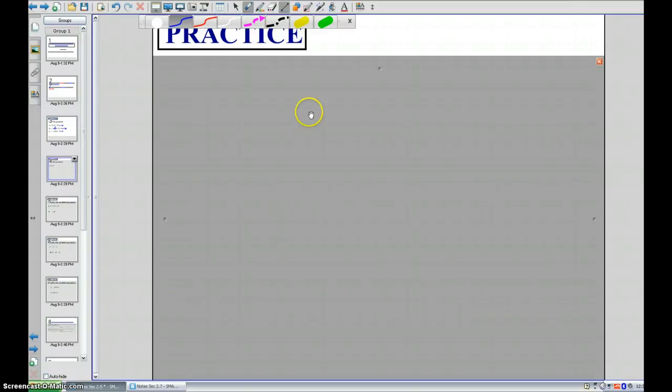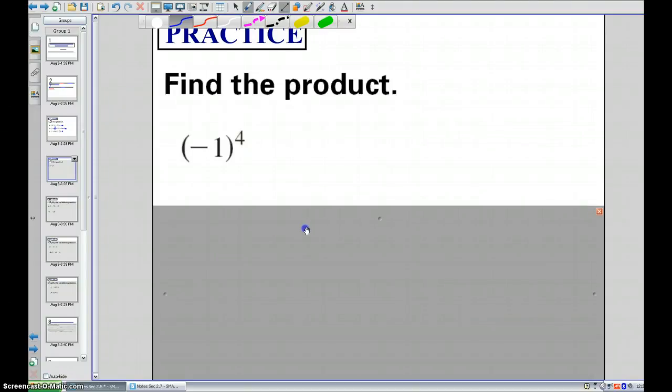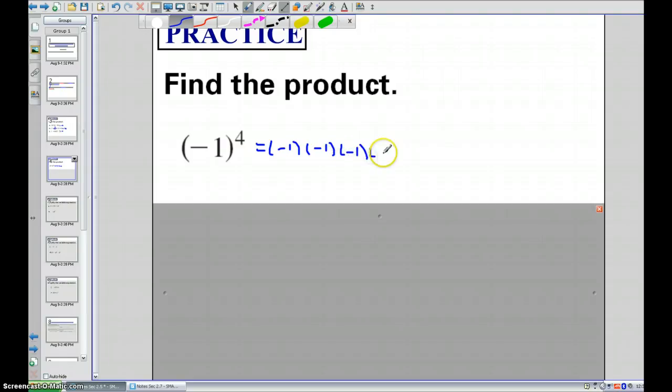So perfect. So next, some more practice. Find the product. So now we know that we're going to have 4 factors of negative 1, because another way to write this would be negative 1 times negative 1 times negative 1 times negative 1. Now, obviously, for a quiz or a test, I'm not going to force you to write all of this out, but this is just another way to look at it. So we have the 4 here, which tells us that we have 4 factors, and our base is negative 1, so 1, 2, 3, 4.